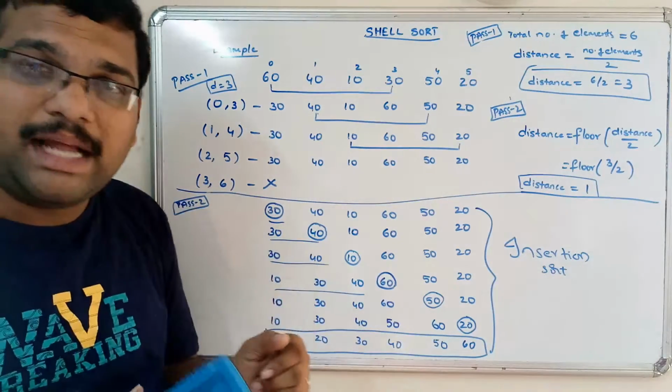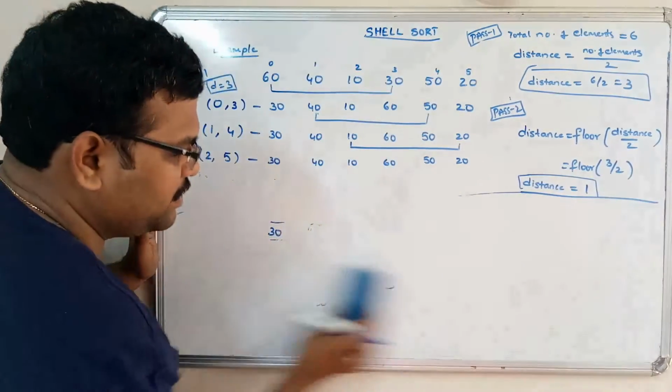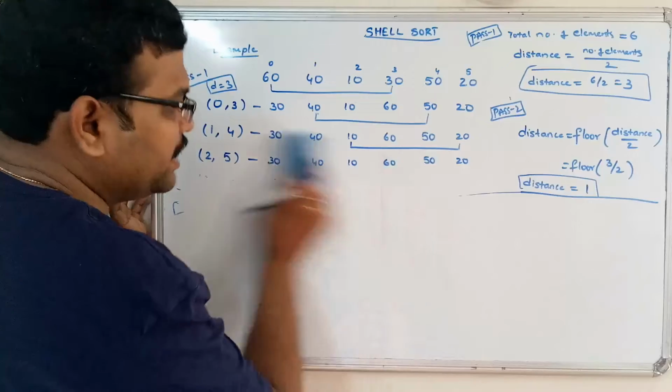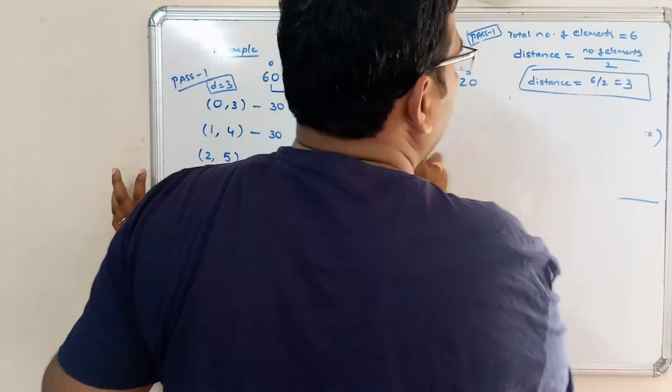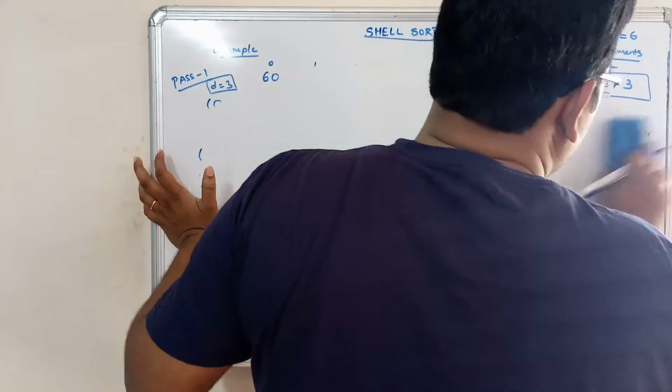So let us take one more example with a more number of elements, right? So that we can get 3 passes. See, I will take more elements.